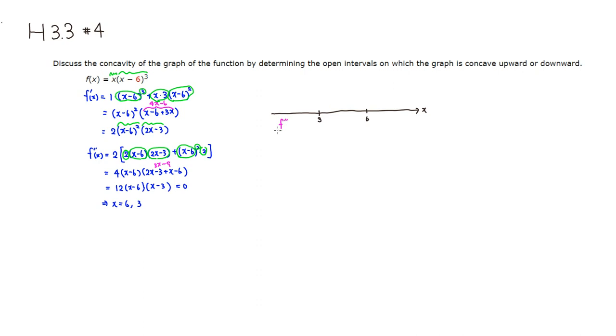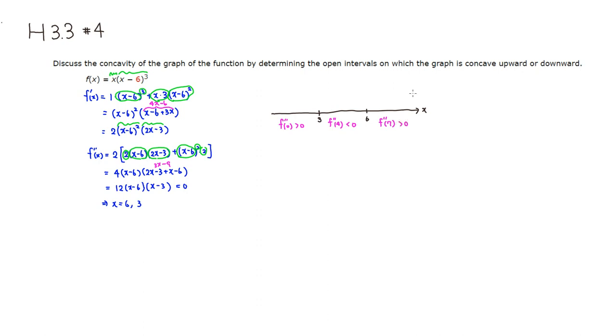For anything smaller than 3, I'm going to try 0. If you plug 0 into the second derivative, 12 is positive, negative 6 times negative 3 is positive, so you get positive. If you try anything between 3 and 6, I'm going to try 4. If you plug in 4, this is positive, this is negative, this is positive, so positive times negative times positive is negative. Then we can try anything larger than 6, which is 7. If you plug in 7, everything is positive.